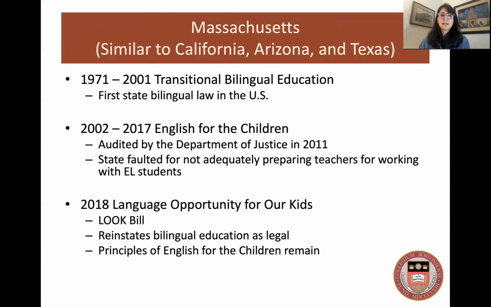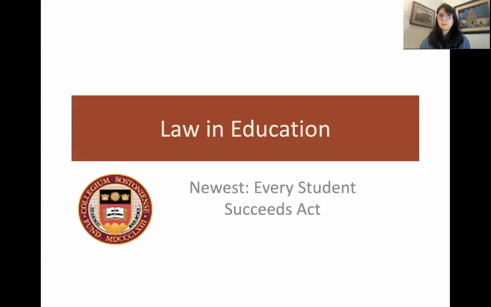So finally, in 2018, there was a new bill. It was called the LOOK, Language Opportunity for Our Kids bill, which reinstates bilingual education as legal. There's an outburst of dual language programs in the state, and there's incredible support among the communities to open two-way immersion programs. Principles of English for children remain. That is, the condition is that students also have to learn English, which is understandable, more than understandable, it is necessary for equity purposes and equal opportunity. So that is in regards to language policy.